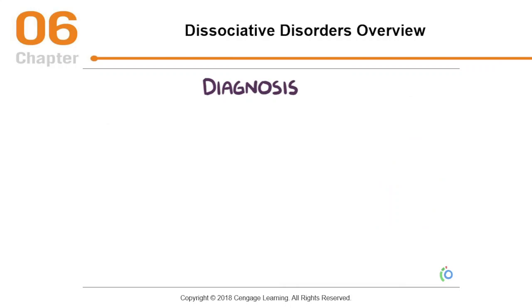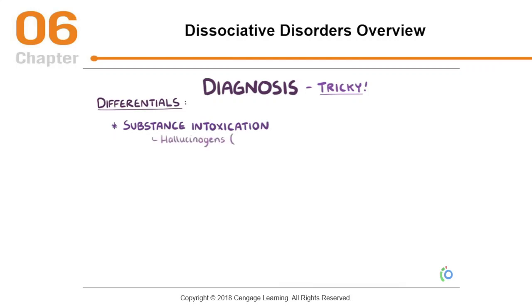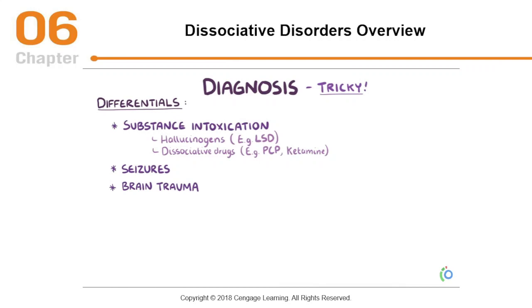Diagnosing dissociative disorders can be tricky, and some of the symptoms can be seen in substance intoxication, especially of hallucinogens like LSD, and dissociative drugs like PCP and ketamine. Other causes include seizures, brain trauma, as well as chronic conditions like dementia.